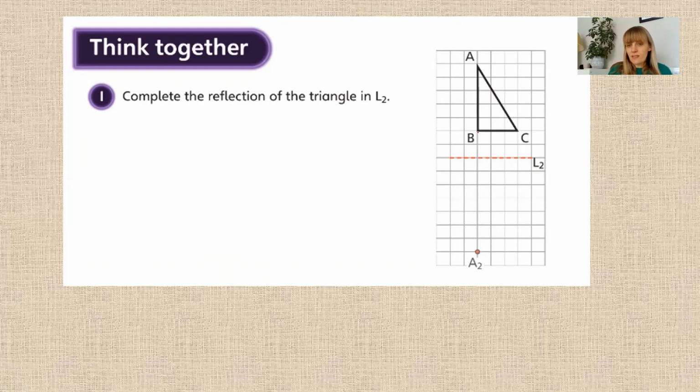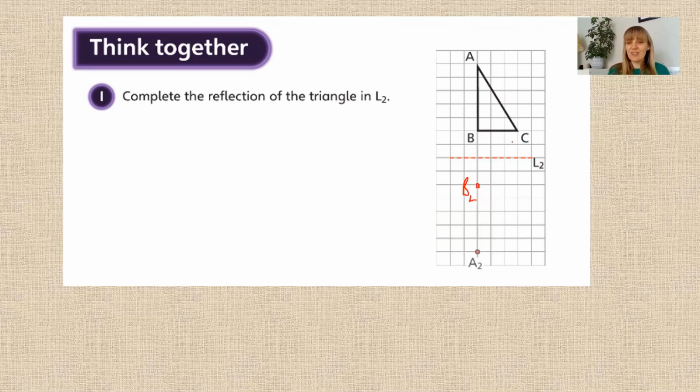So, let's look at vertex B. Now B is 1, 2 away from the mirror line. So if I keep directly below where it is and go 1, 2, B is going to have a point just here, like that. Now this might not be very clear. Let's have a try. So B, that's not too bad. Oh dear, my 2's a bit dodgy. But there you go, there's B2.